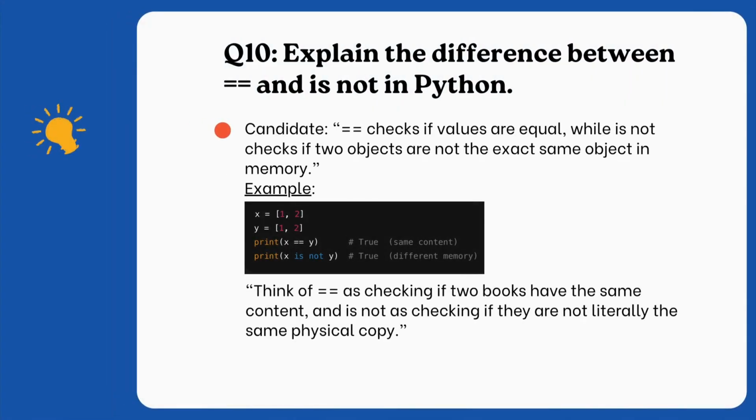Explain the difference between double equals and is in Python. Double equals checks if values are equal, while is checks if two objects are the exact same object in memory. Think of double equals as checking if two books have the same content, and is as checking if they are literally the same physical copy.